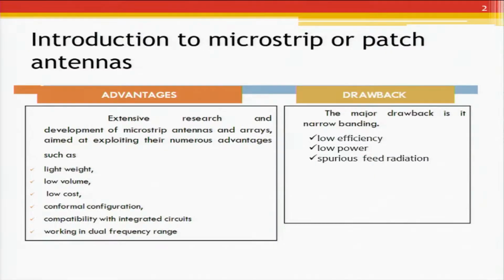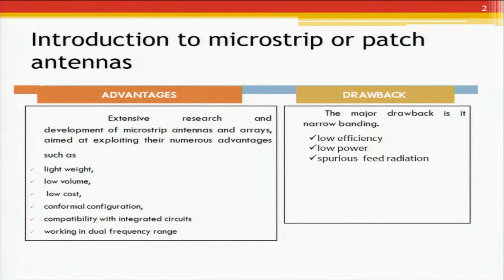It is also compatible with integrated circuits, which means you can use it as an interconnect to a PCB, to electronic circuits, which is very easy compared to other types of antennas. Also, it can work in a dual frequency range. Roughly, you could see 2 resonance frequencies when you look at the spectrum of microstrip antennas. The radiation pattern is omnidirectional.